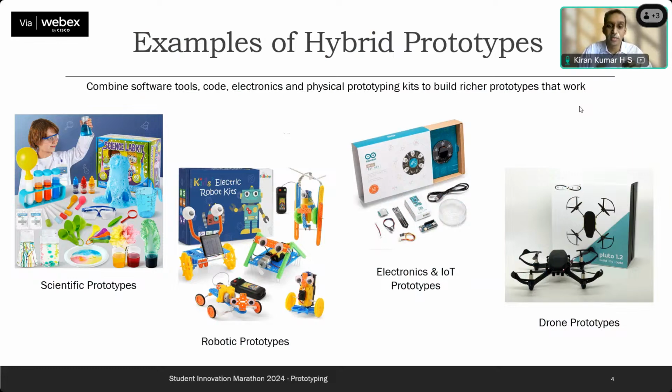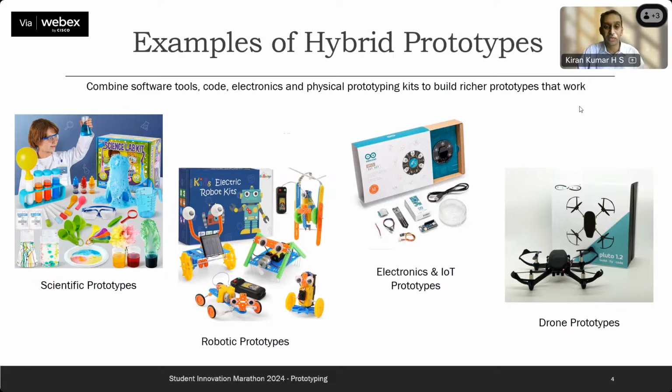It may have some wheels, and we may have to push it manually, but if you put some programs and some electronics on it, the robot might actually start moving around and you can remotely control it from a mobile phone and things like that. So you could be building robotic prototypes or electronic or IoT prototypes. You can be building drone-based prototypes or even scientific prototypes. All of these could have an element of physical as well as software-based elements in them. So there are different ways to build different kinds of prototypes.